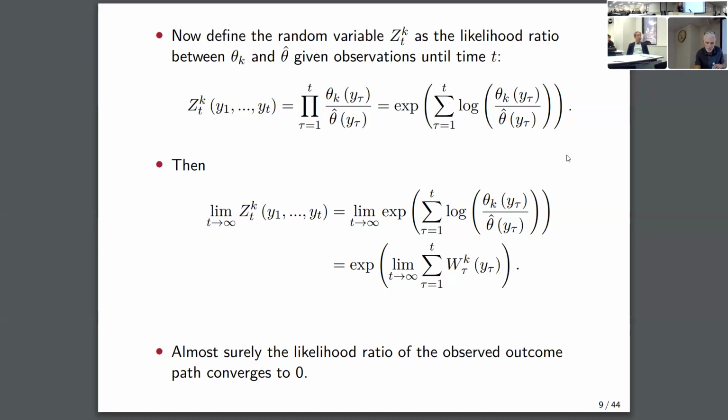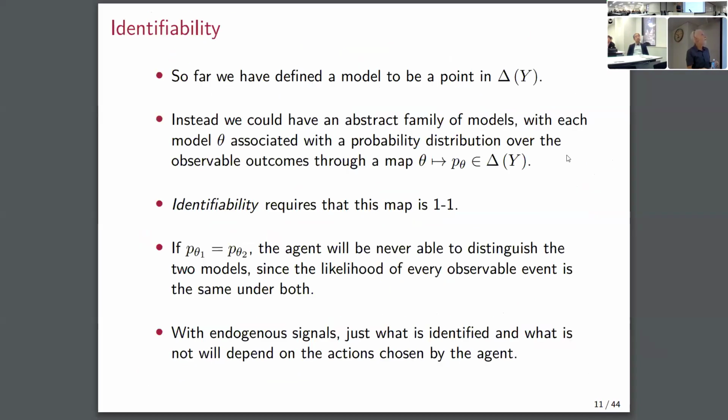So far, I defined a model to be a point in the space of distributions, delta of y. Instead, we could have the models be indexed by some abstract parameter theta and have a map where each theta has some p theta. Then we can ask, is the model identified? Identifiability: if we have the same distribution on y's with what we're calling model theta 1 and model theta 2, you couldn't hope to tell them apart.